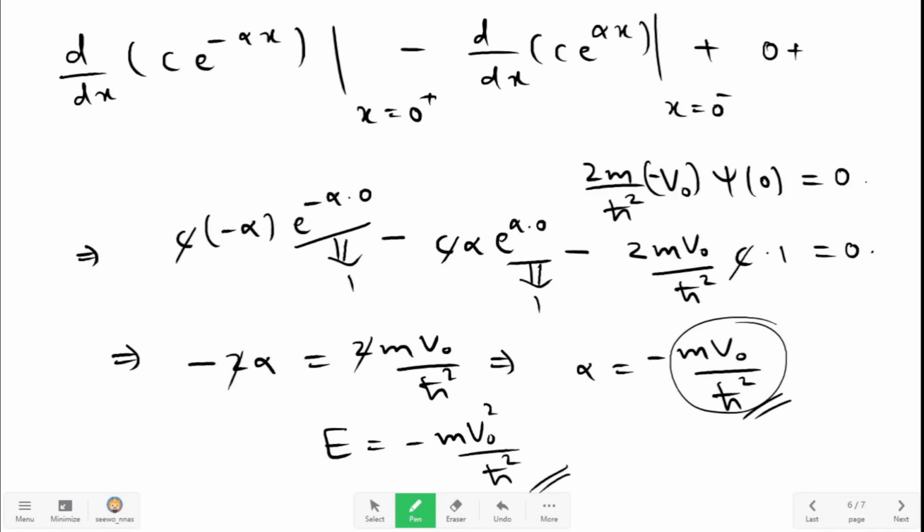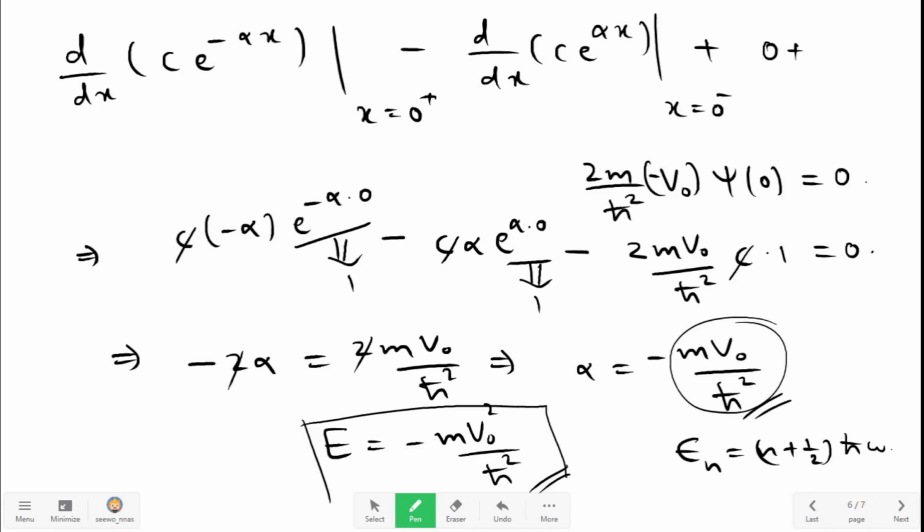Now in this expression for energy, you cannot see any n here. Therefore, we can say there is only one bound state because there is no presence of n. Like in the case of harmonic oscillator, you have energy equal to n plus 1 by 2 h cross omega. So there is n here, so there are multiple bound states. But in this case, you have no n present in the equation of energy. So therefore, we say there is only one bound state possible for attractive Dirac delta potential.